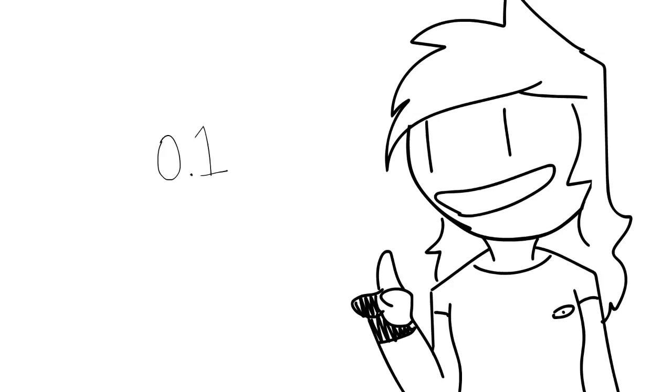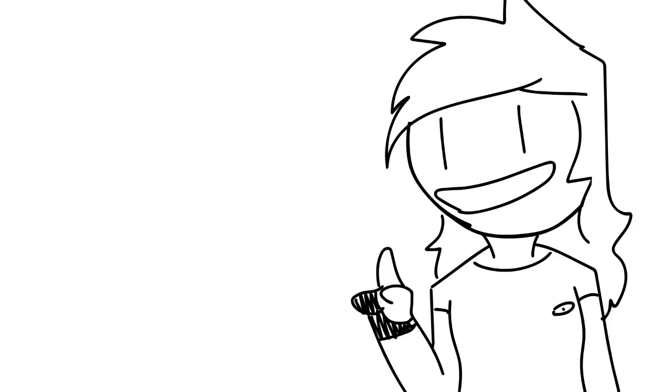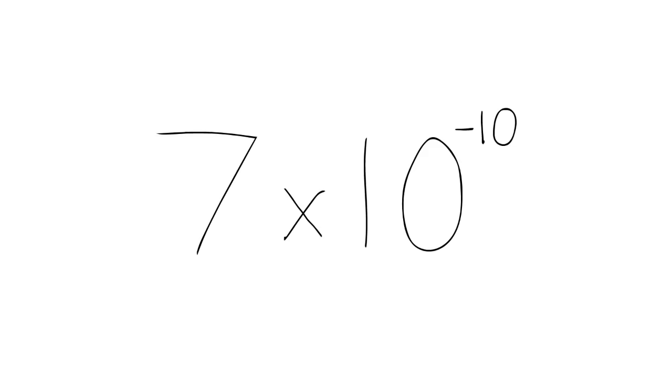Now, say that you have a decimal rather than a whole number, such as the total weight of a cellular protein, which is that number. It's basically the same process as before, but with a few differences. You move the decimal to the right rather than the left, and the exponent becomes a negative rather than a positive.